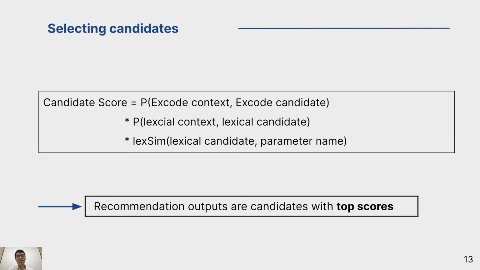Finally, in the last step of the process, we combine the probability of the expression produced by the language model and the similarity of the argument and parameter. Then, the expressions with the highest score are selected and put in the list of suggestions.